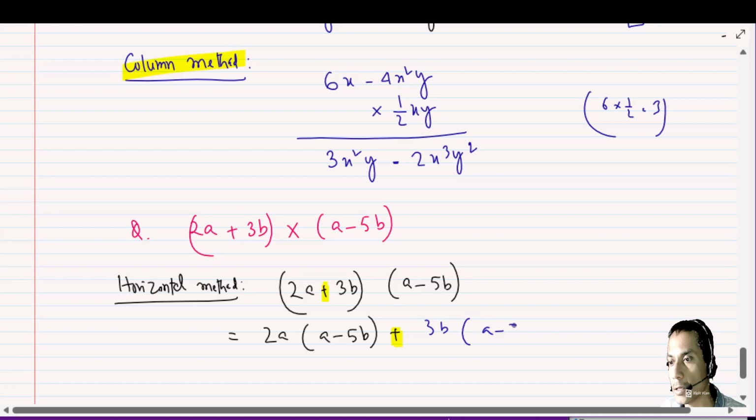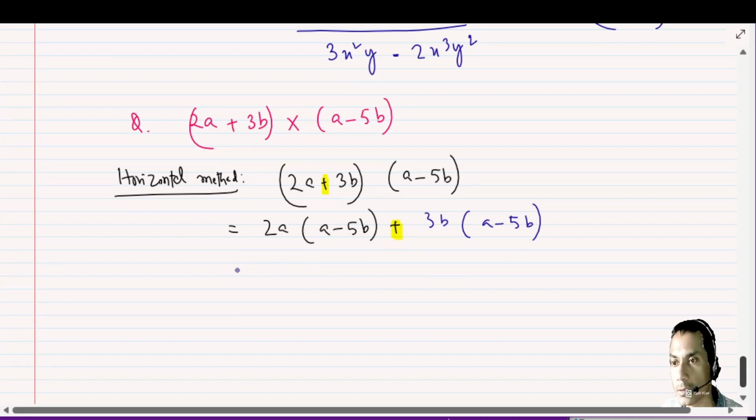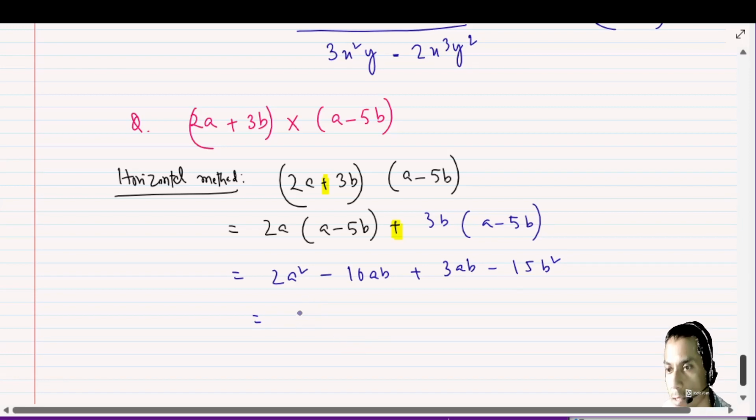3b, a minus 5b. Clear? A minus 5b. Next is 2a into a minus 5b plus 3b into a minus 5b. Okay, so next you have to simplify this: 2a square minus 10ab plus 3ab minus 15b square. Clear?